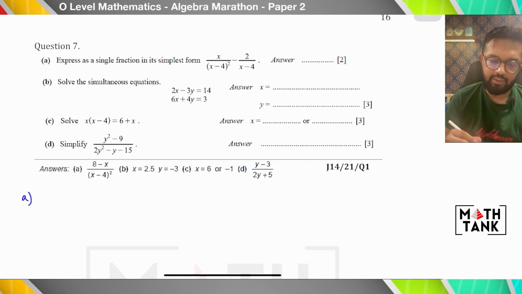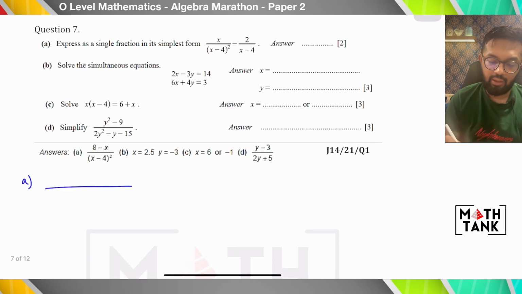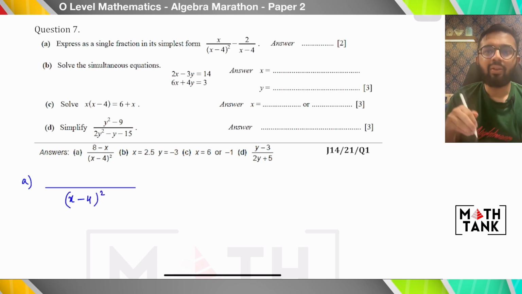It says express as a single fraction in its simplest form. Again, do you notice the factors? One is with a whole square and one is not with a whole square. So what you're going to simply do is write it once only. Why? Because this denominator already has x minus 4 in it. So this was a complete denominator, it just needs to get multiplied with 1.